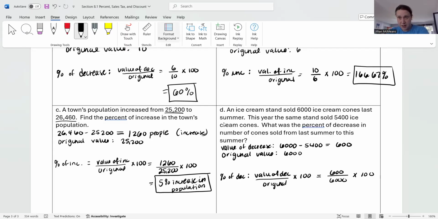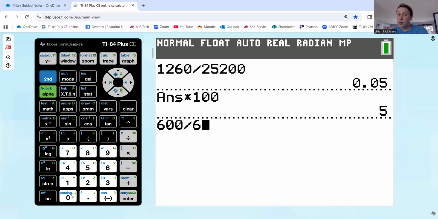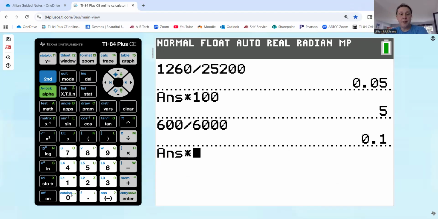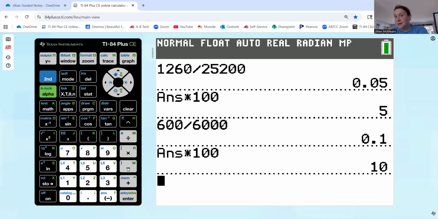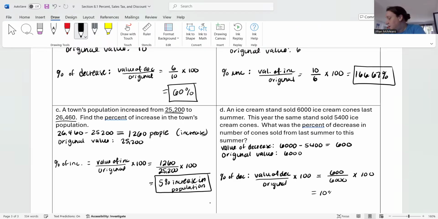Let's see, the calculator, we have 600 divided by 6,000. And then we want to multiply it by 100. And we can say there's a 10% decrease in number of ice cream cones sold from the first summer to the second summer. So we get this equals a 10% decrease in ice cream cones sold.